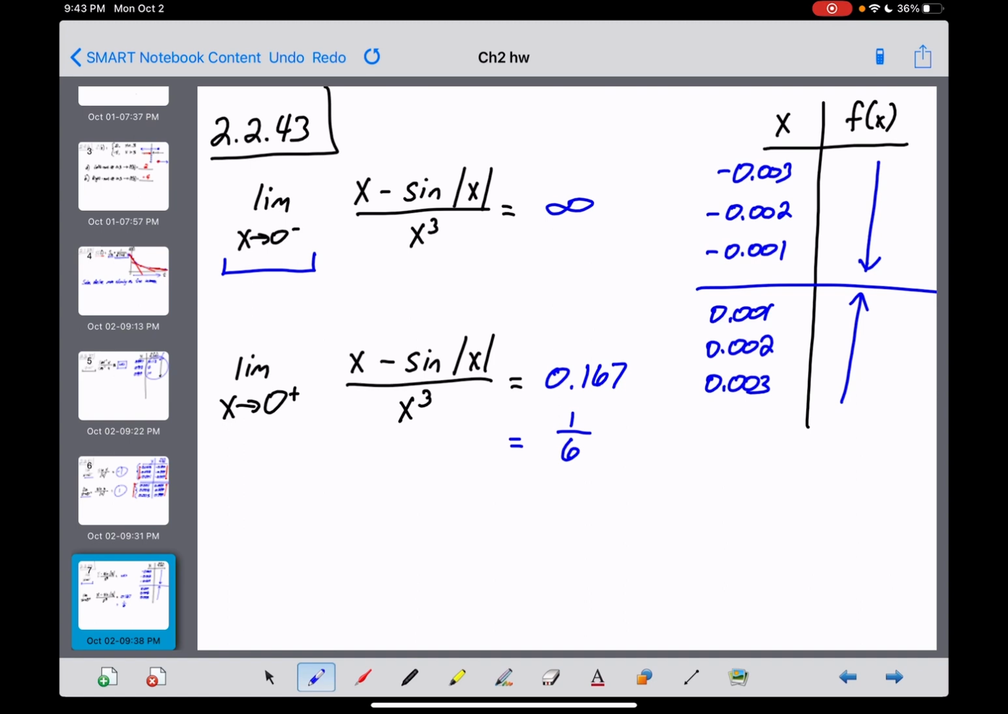So that's odd. As x is a positive number right there, we seem to be getting that same value each time. So it looks like we've got two different answers right here for problem 43. Our left-hand limit is infinity, increasing without bound, but our right-hand limit is going to be 1/6.